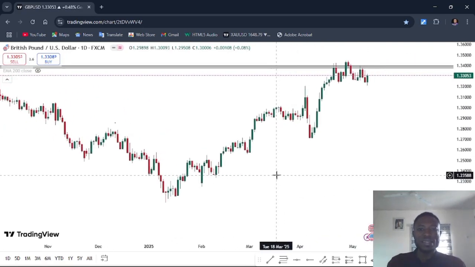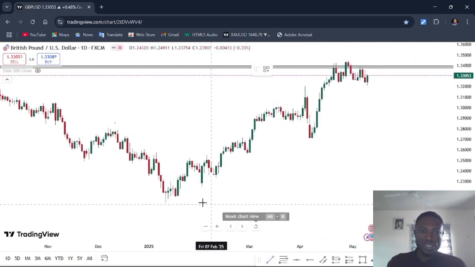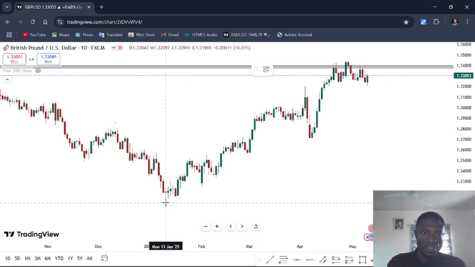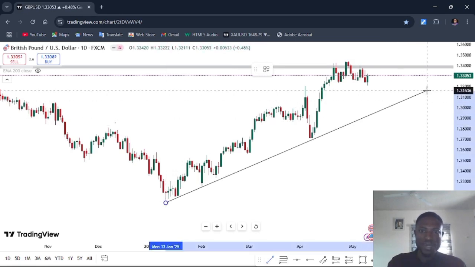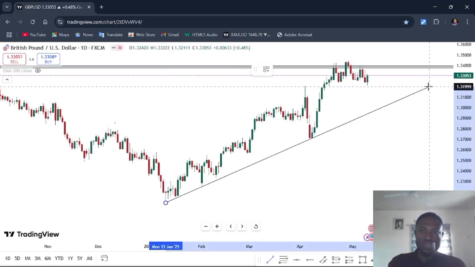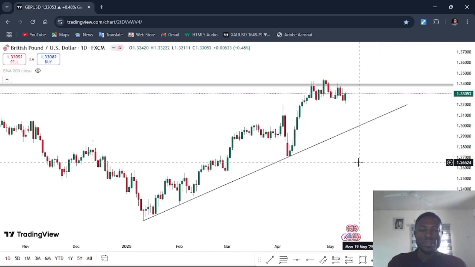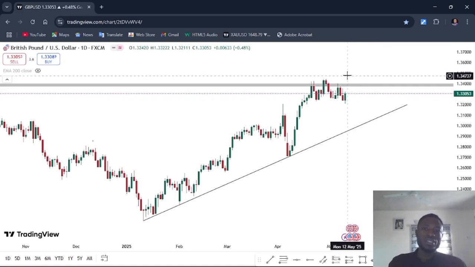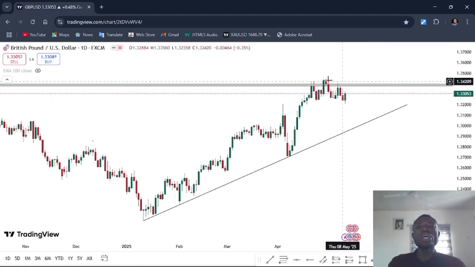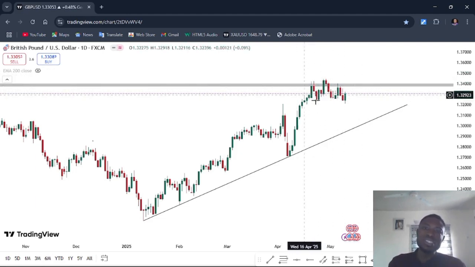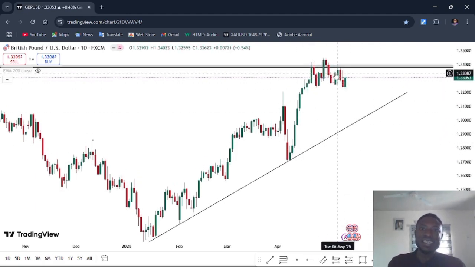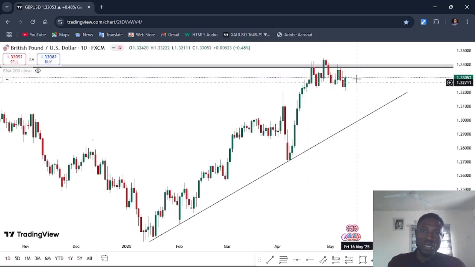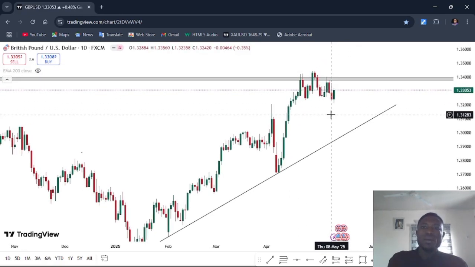Aside from the fact that price is in an uptrend like so, ideally, we should be looking for buying opportunities, but you cannot see any opportunity as long as price is inside this particular zone. What do I mean?